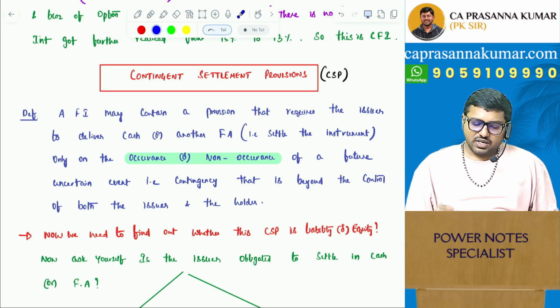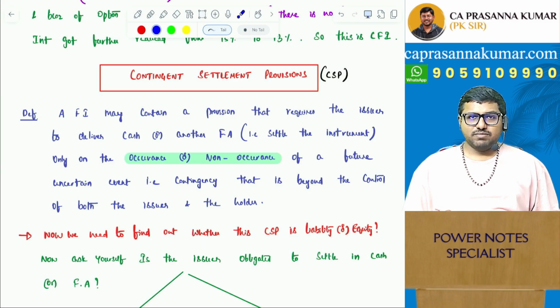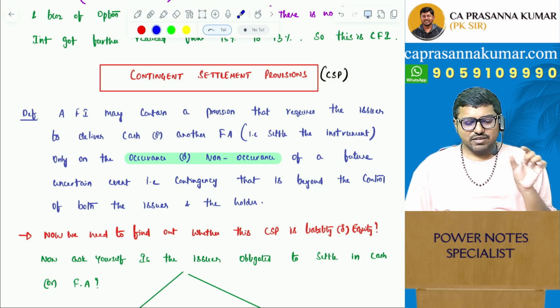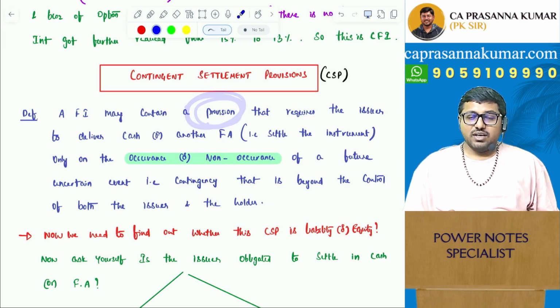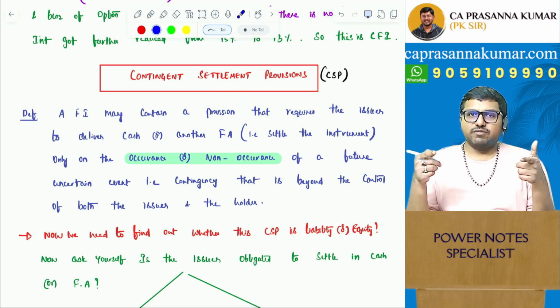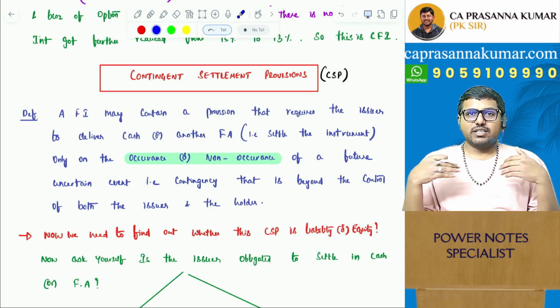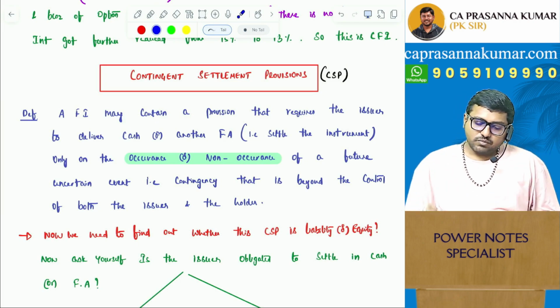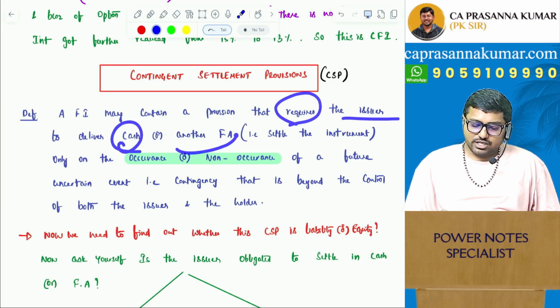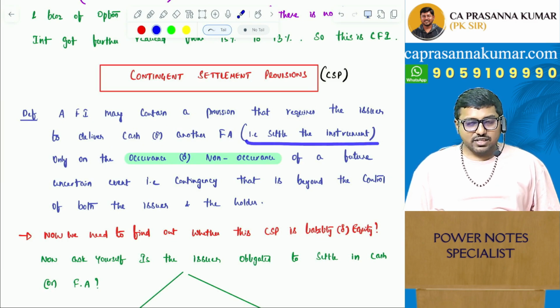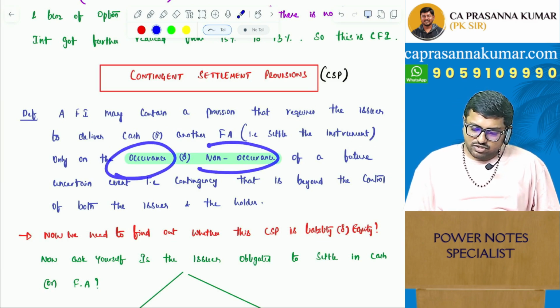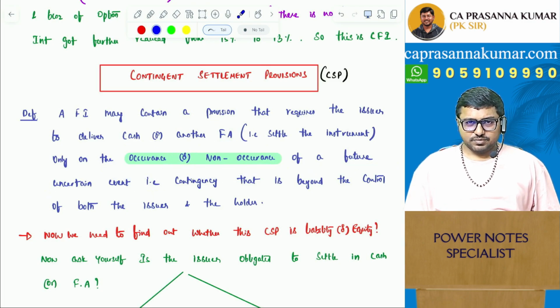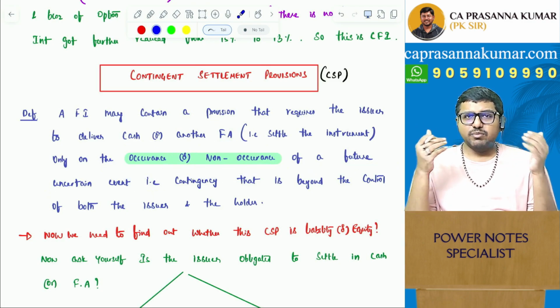So therefore, suppose any financial instrument, for that case, financial instrument means it can be a financial asset, a financial liability, or an equity instrument. Any financial instrument may contain a provision. It may contain what, Nana? A provision that requires the issuer who has issued the financial instruments, for example, debenture holder is an investor, the one who has issued the debenture is the company, that requires the issuer to deliver cash or another financial asset, that is settle the instrument only on the occurrence or non-occurrence of a future uncertain event.